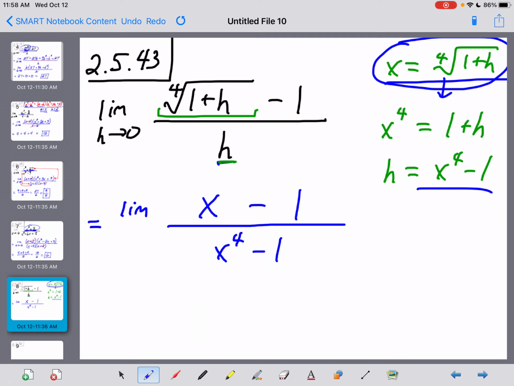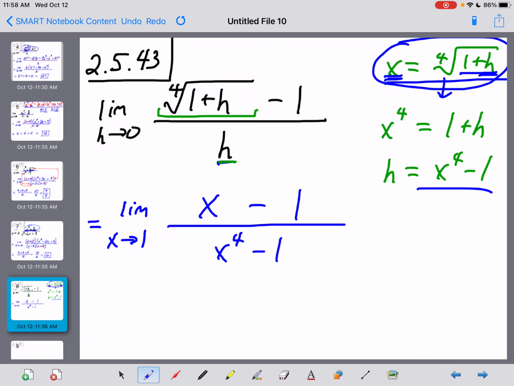If h were to equal 0, let's think about that. 1 plus 0 would be 1, and the fourth root of 1 would be 1. This would be the same now as having a limit as x approaches 1, because when I put a 0 in for h here, I got a 1 out for x. So this is what substitution looks like. We've taken everything that was in terms of h and gotten everything expressed in terms of x.